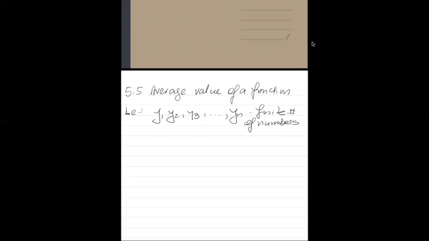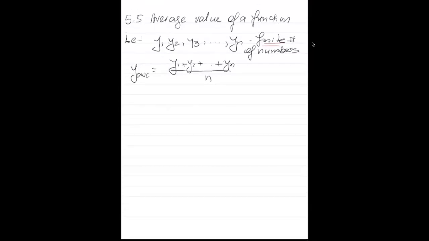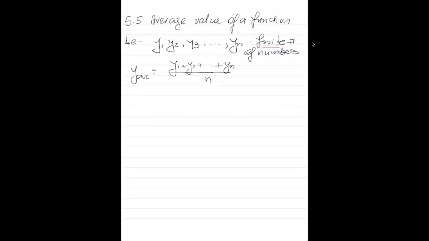Then we find the average value, y average, by adding them, y1 plus y2 plus yn divided by n, and that's how we find the average. But the key here is we have a finite number of numbers. So with a function that has infinitely many values, how do we do that? So this is our question.